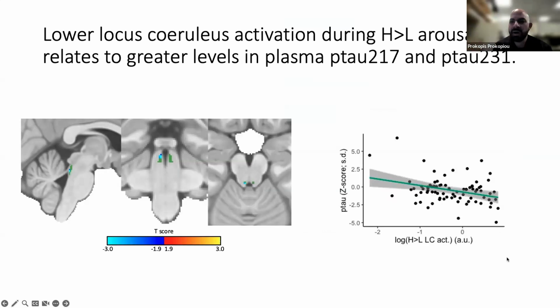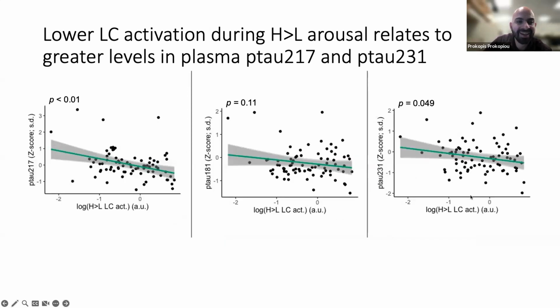Since we had no prior hypothesis about which p-tau species might best reflect LC activity, we computed a plasma p-tau composite score derived from the 3 tau biomarkers included in the study. And using this p-tau composite, we observed that lower LC activity during high versus low arousal was associated with greater p-tau levels in a cluster of voxels within the right LC. But this p-tau measure was a composite made of the 3 biomarkers that we had. So then we examined the associations between LC activity and each biomarker separately, and found that lower LC activity was associated with higher p-tau 217 and 231, but not with p-tau 181.